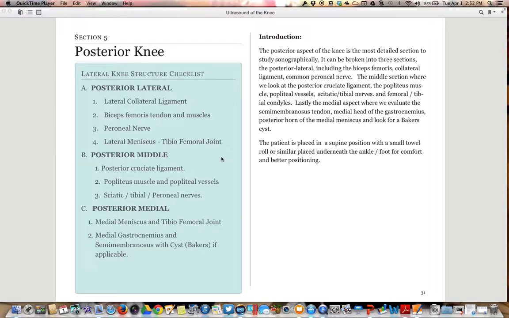It's important to go through the posterior knee in a systematic approach. The posterior knee is the most complex area of the knee and requires the most experience to do.